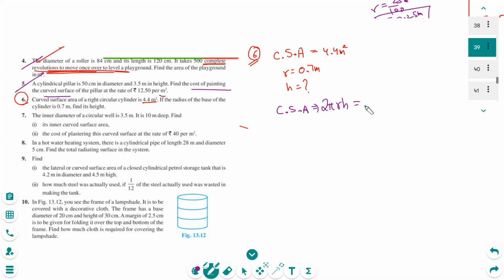Now the curved surface area in the given question is 4.4. Now pi is 22 by 7. r is 0.7. h has to be calculated. I will just put the decimal here and here. I'm not going to calculate this for you people. You need to calculate for me. Quickly tell me what is the value of h instead of looking at the back of the exercise. Okay, that is one way of doing it.